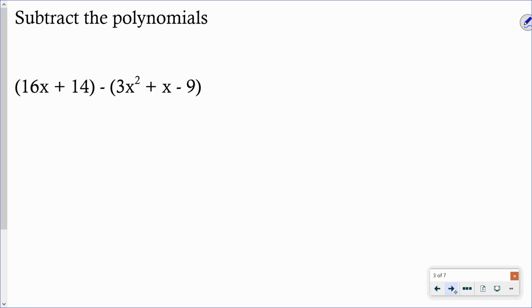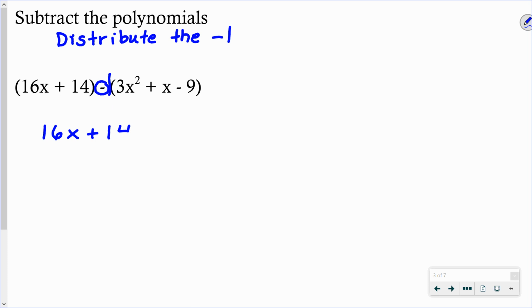When we subtract, the only difference is that we have to distribute the negative. And that's just like a negative 1. We could put a negative 1 in there. So I have 16x plus 14. Nothing happens with this first polynomial because the number in front of it is a positive 1. But the second polynomial, everything is going to switch signs because I'm taking negative 1 times all of these terms.